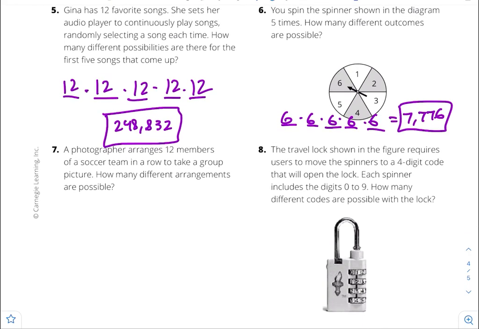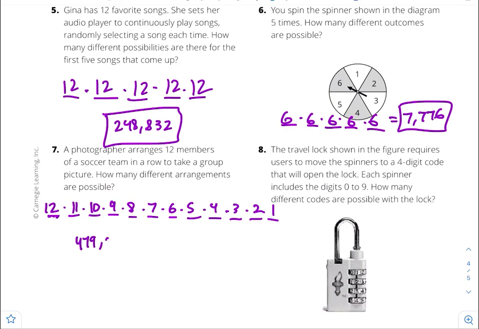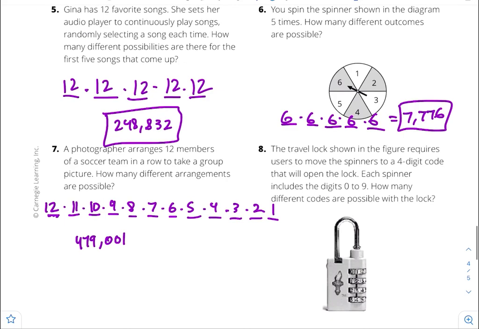For 7, photograph 12 members of a soccer team. How many different arrangements? Well, there are 12 slots. How many members can be in the first spot? 12, second, 11, and so on. And when you multiply those together, you would get 479,001,600 different combos.